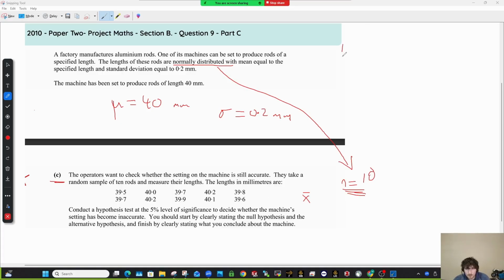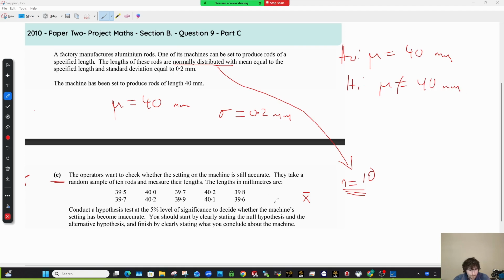Okay. So what would H0 be? H0 would say there's been no change, no difference. So he's going to say mu is still 40 millimeters. And you would have to state that as a statement. The mean length of the rods is 40 millimeters from this machine. And this one is going to be like, no, it's changed. It does not equal 40 millimeters.